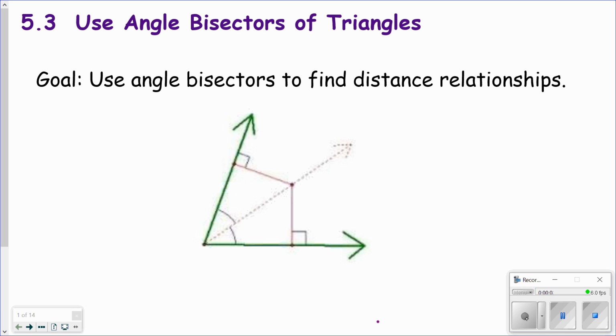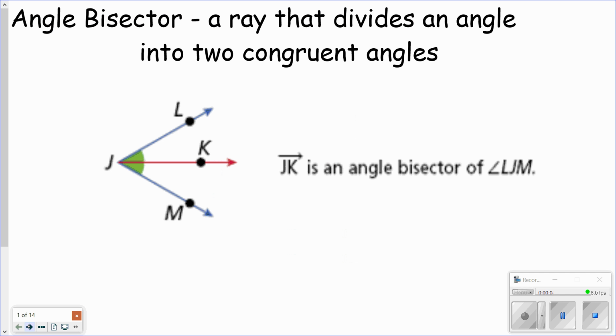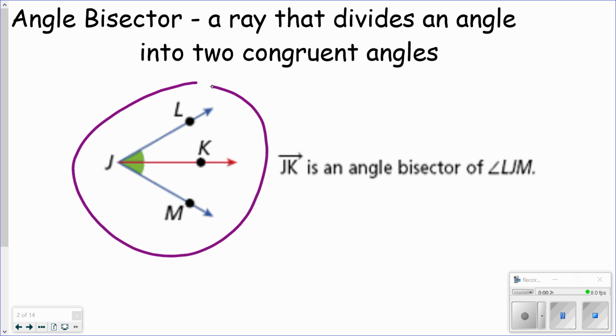Hi everyone, today we are going to start 5.3, which is use angle bisectors of triangles. Angle bisector. An angle bisector is a ray that divides an angle into two congruent angles. So if we look at our diagram here, ray JK is an angle bisector of angle LJM. So this red ray here is ray JK. It bisects or cuts in half this large angle, LJM, meaning that this angle is then congruent to this angle.